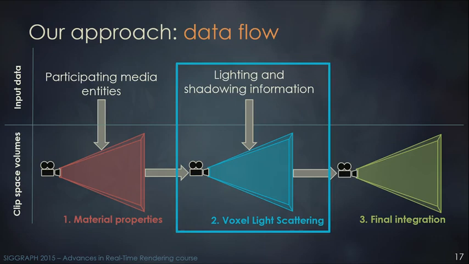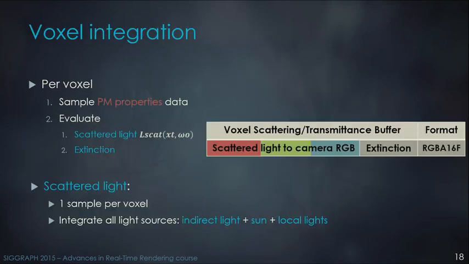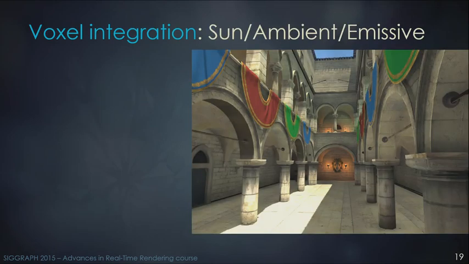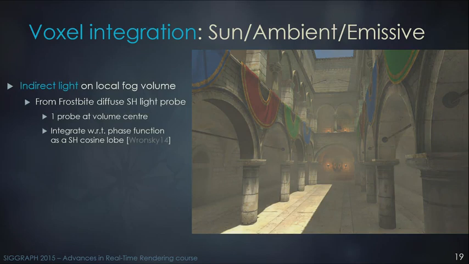So now that we have all our material properties in clip space, we want to use all the lighting information of our scene to evaluate the scattered light per voxel, for each of the voxels in clip space again. So this is the buffer we want to compute at the end. And for that, we just take one sample per voxel and integrate all our light sources, which are indirect light, sun, and local lights. So this is as seen with participating media, but you can't see any scattering yet. And then this is when you take into account indirect lights.